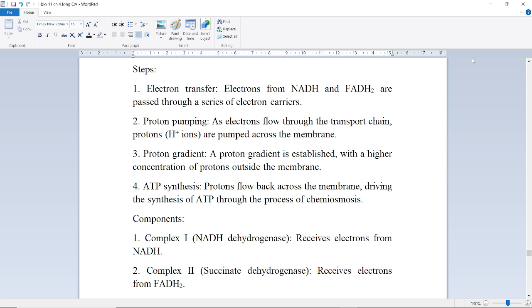Steps: electron transfer. Electrons from NADH and FADH2 are passed through a series of electron carriers. Proton pumping. As electrons flow through the transport chain, protons (H+ ions) are pumped across the membrane. Proton gradient. A proton gradient is established with a higher concentration of protons outside the membrane. ATP synthesis. Protons flow back across the membrane, driving the synthesis of ATP through the process of chemiosmosis.